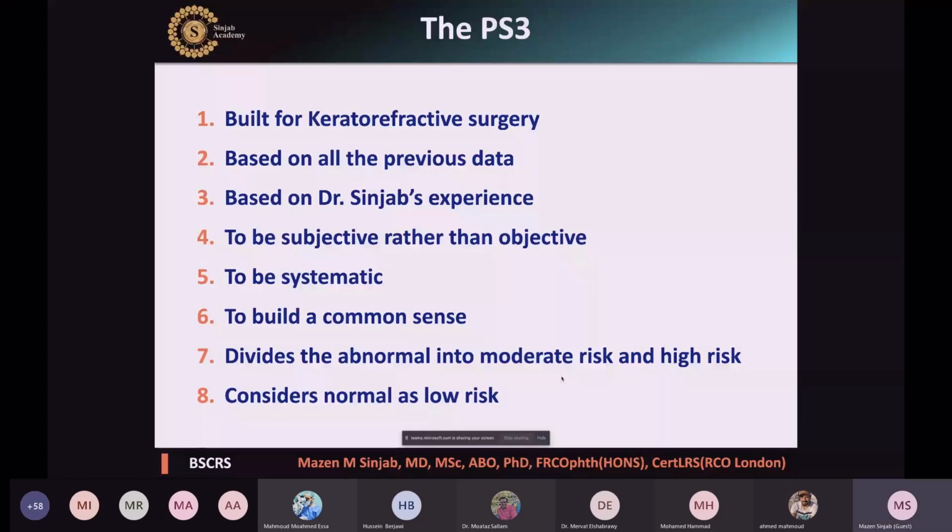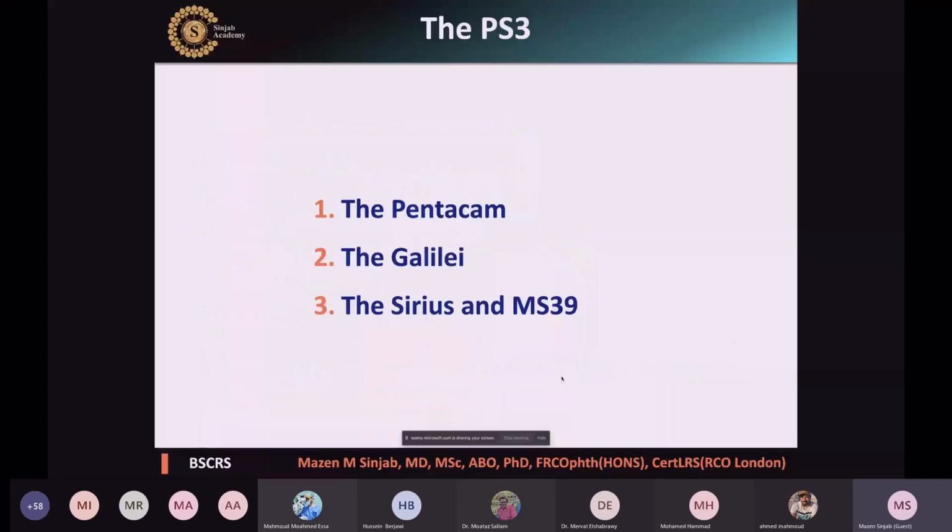Now, I consider always the normal as low risk. So I cannot say that this is risk-free, okay? Any picture which doesn't have any risk factor is not risk-free, because refractive surgery is not risk-free. I actually put a system: PS3 for the Pentacam, one for the Galilei, and one for the Cyrus and MS39. Today, I'm just going to show you the one related to the Pentacam.